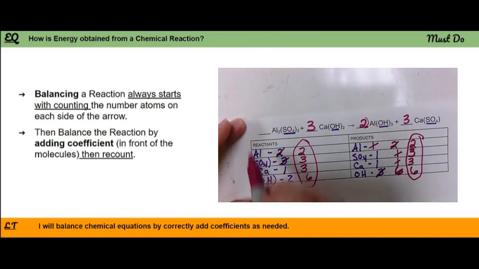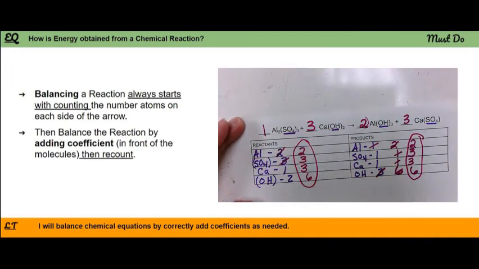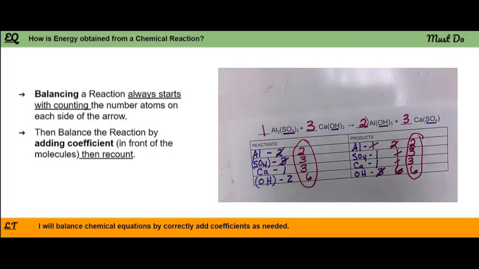The last thing I need to do is fill in my blanks with 1s. Okay, so there you are. You have 2 more examples on balancing equations. If you need help, let me know.